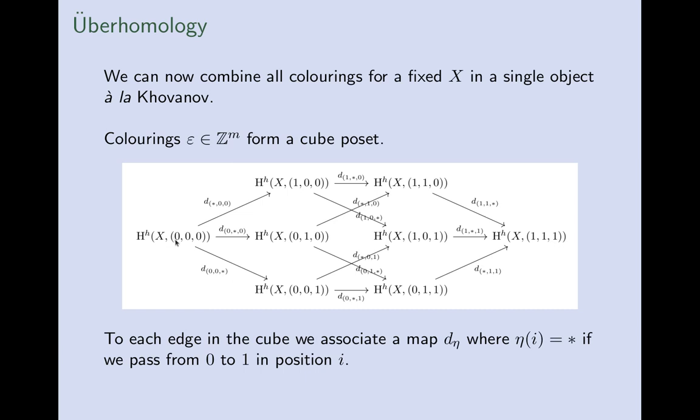And we can decorate each of the vertices of this cube with the corresponding horizontal homologies with respect to that given coloring. And what we'll do in just a second is associate to each of the edges here a map between the horizontal homologies, which in turn will give us a differential. And this is precisely the same construction used by Khovanov for his link homology, as then reinterpreted by Bar-Natan in his really nice paper.